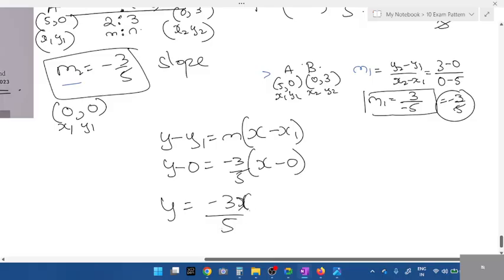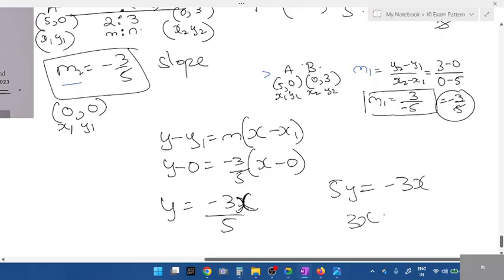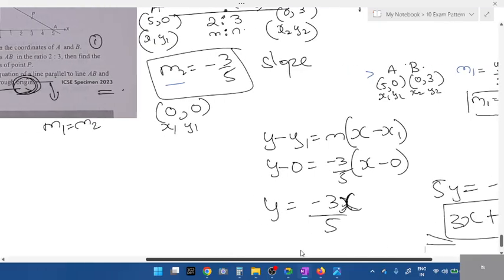This is the answer. You can write it like this or shift 5 to the other side. 5y minus 3x is equal to 0. 5y is equal to minus 3x, or you can write 3x positive plus 5y is equal to 0. This is the equation. I think Tanishka, your answer was correct. Was this the answer? 4 marks. But this one, we saw a lot of questions.